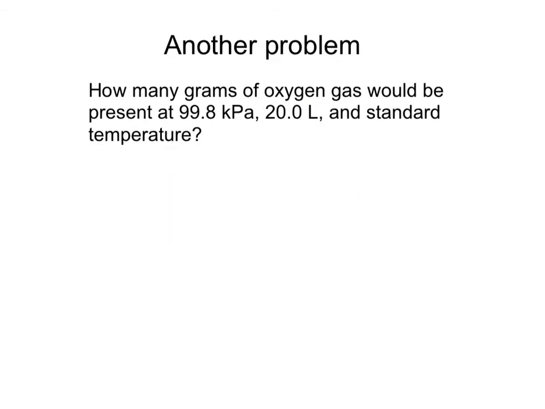Okay, so here's another problem. It gives me a pressure in kilopascals right there. I know that's my pressure. This is my volume. It tells me standard temperature, which is going to be 273 K. It'd be nice if this was at standard temperature and pressure, because then I could just do a quick action line to change that over, but it's not. And it wants me to find grams of oxygen gas. This one tells me it's oxygen gas.